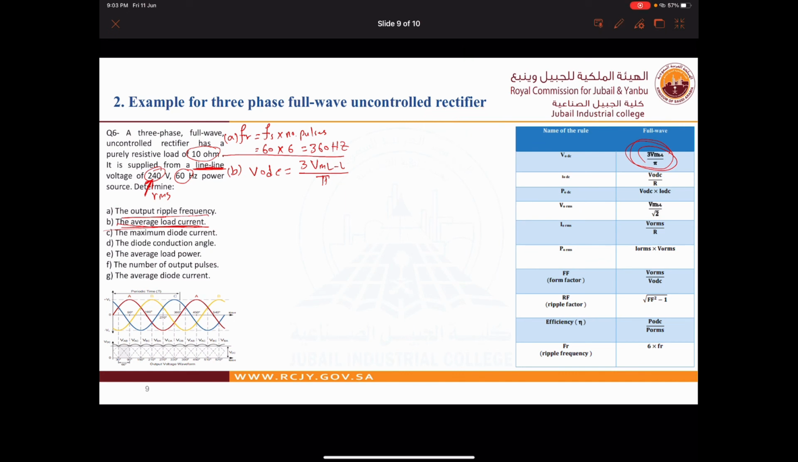Now, this is V max. It needs V maximum, and this is the RMS value, right? So we can say it is 3 multiplied by root 2 multiplied by 240 divided by.